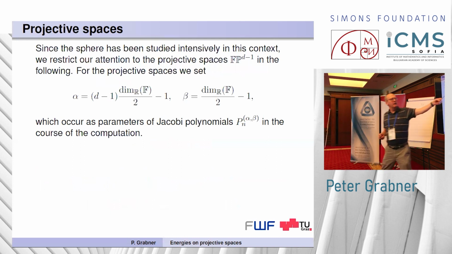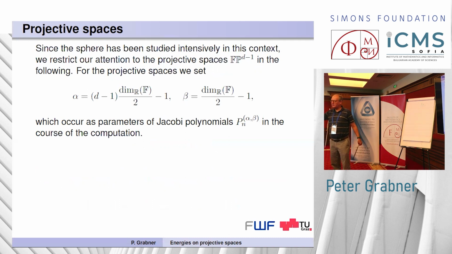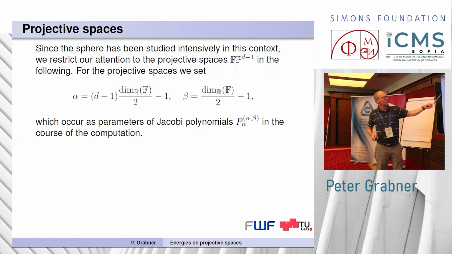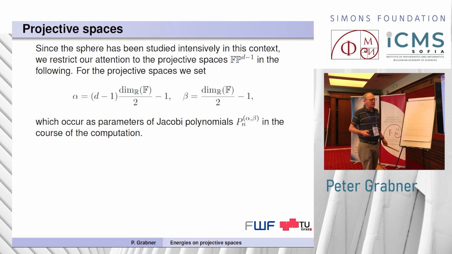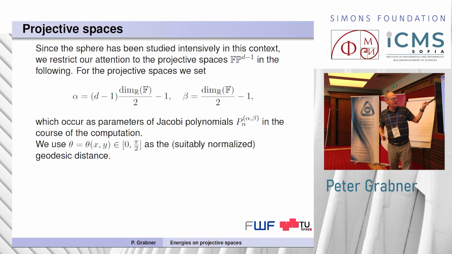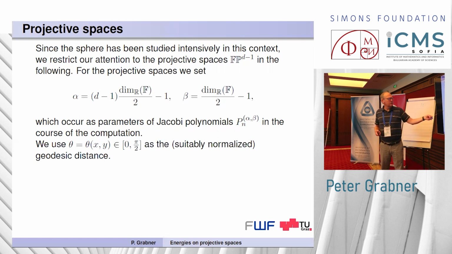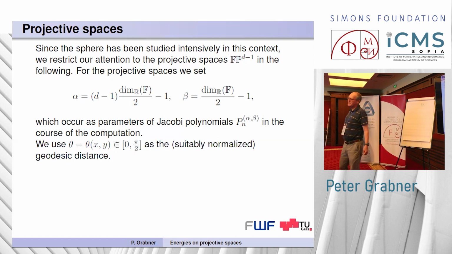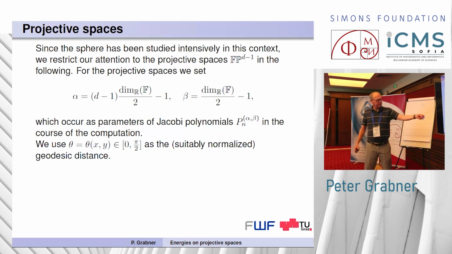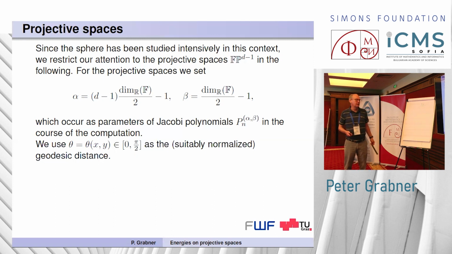Okay, so I usually write Fp to the d-1 for these spaces, F being reals, complex, Hamiltonians, octonions. And of course the dimension over R of these spaces is 1 for the reals, 2 for the complex, and so on. And there are those 2 parameters, alpha and beta, that make frequent occurrences because they are the parameters for the Jacobi polynomials that will occur on some occasions. And we use theta to be the geodesic distance, and we actually normalize this geodesic distance to take values between 0 and pi over 2, which is just a suitable normalization.